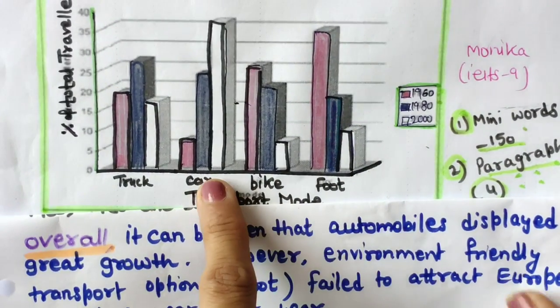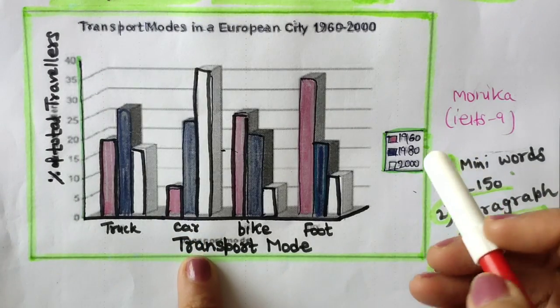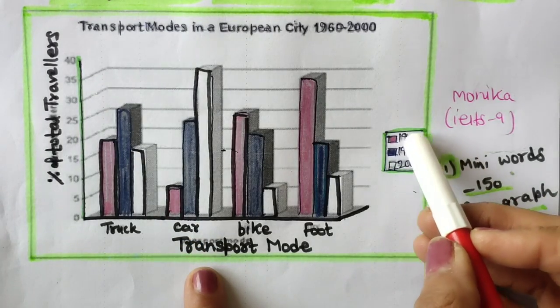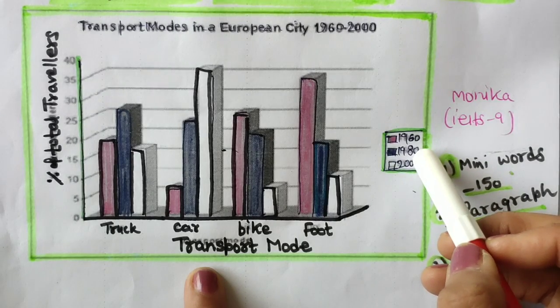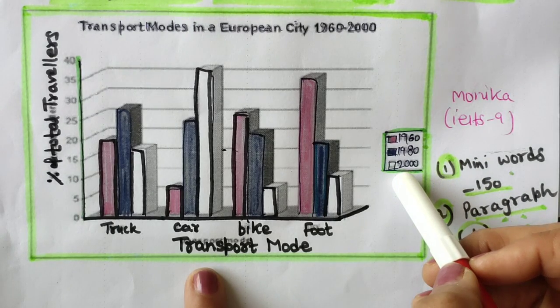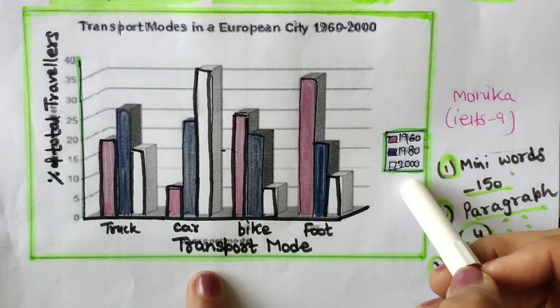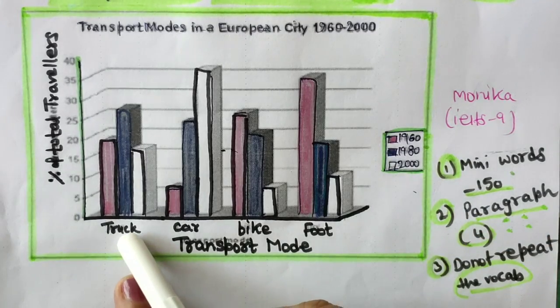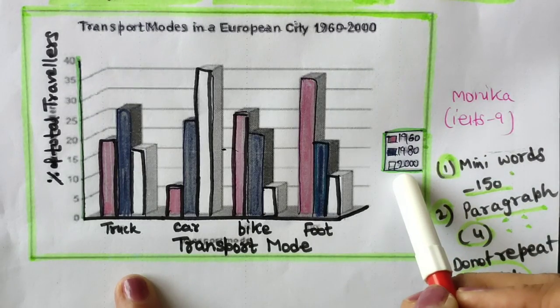Now coming to body paragraphs. In body paragraphs, there are 2 options. Either you can pick the 3 years: Body 1 will be talking about 1960, Body 2 will be talking about 1980, and the year 2000 will be talked about in the last paragraph. Or you can pick category wise. It's better you pick year wise because fewer years are there.